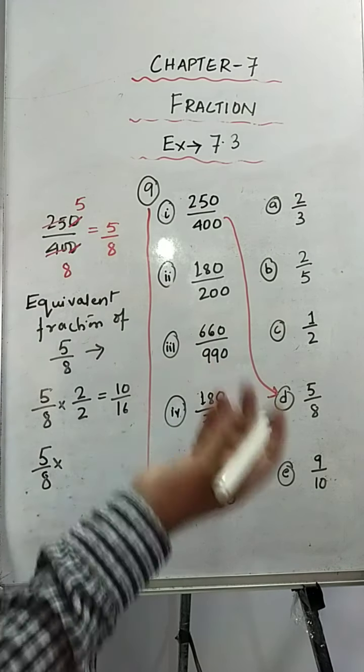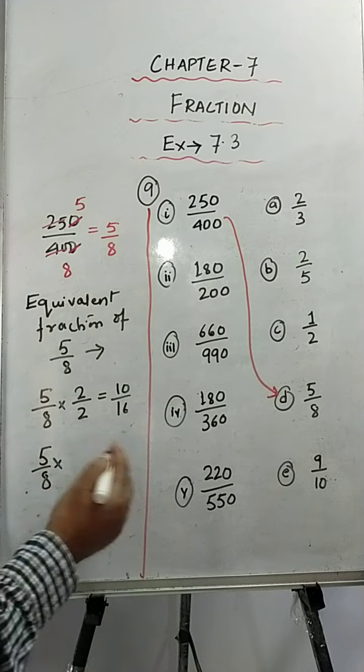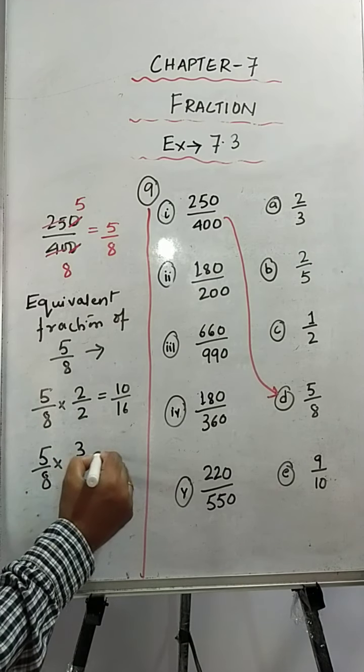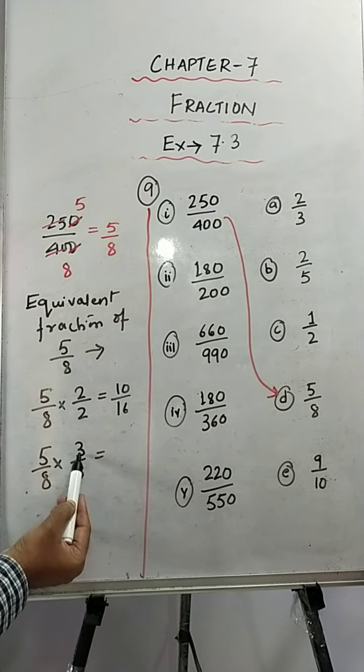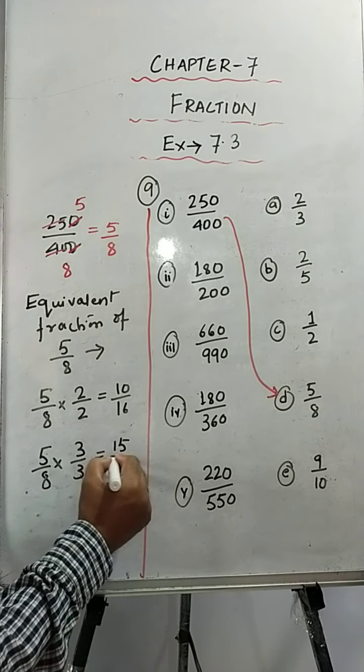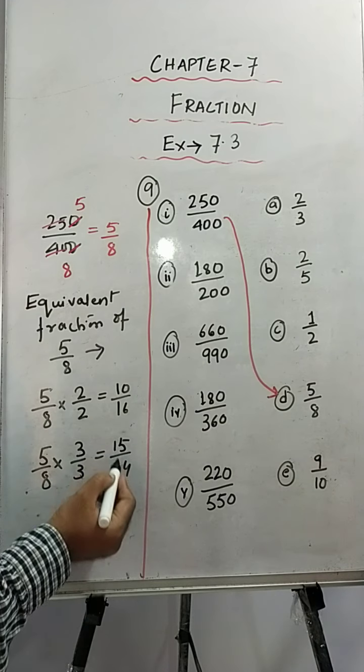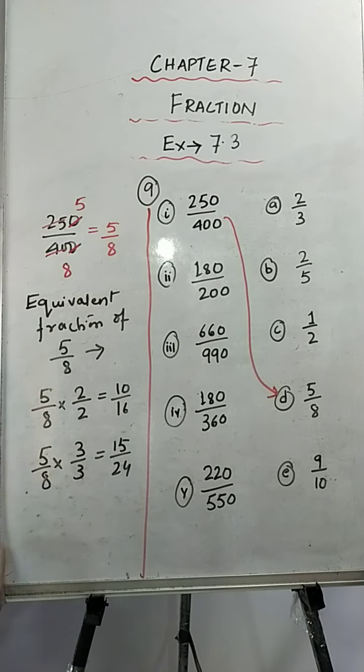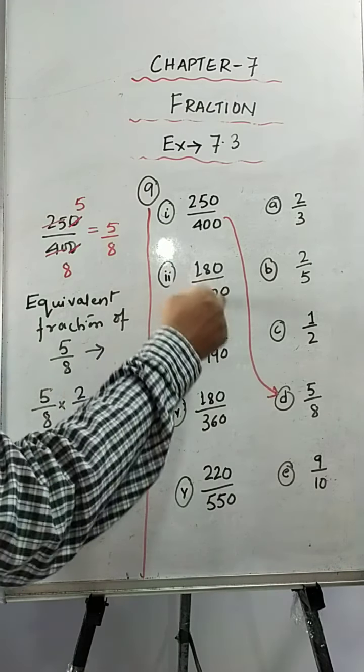Again choose another number. If you have chosen 2, then the next number you can choose is 3. So if you have chosen 3, see, I have multiplied 3 with the numerator as well as with the denominator also. So the required answer would be 15 by 24. So 15 by 24 is also an equivalent fraction to 5 by 8. Okay, now let's check this one.